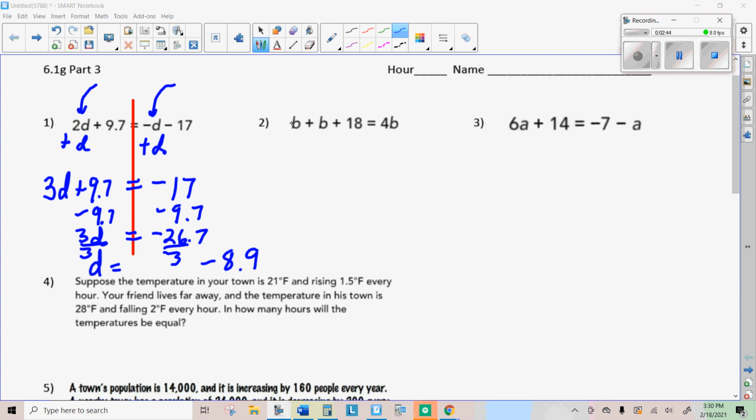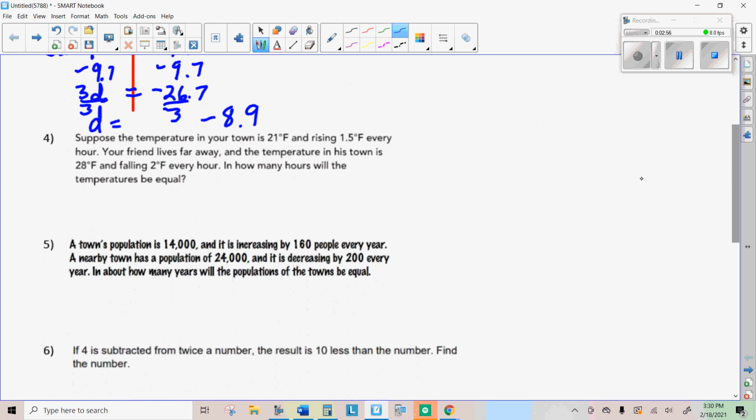All right, so you can go ahead and do number 2 and number 3 here, just like that. Remember, if you have more than 2 terms on a side, which you do here, you need to combine like terms. Simplify that first. Okay, now what if you have words that represent a situation where you have equations on both sides? So here's one of those.